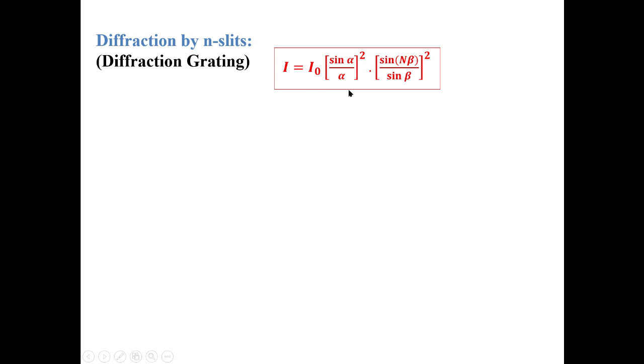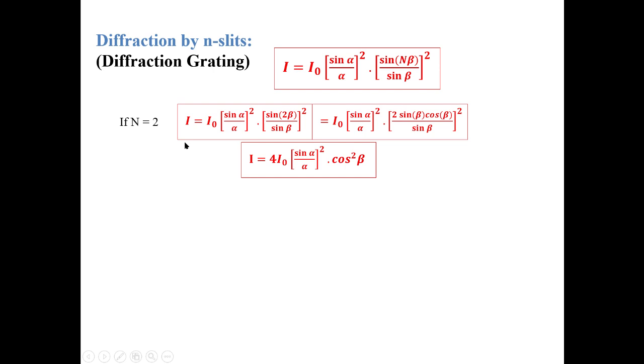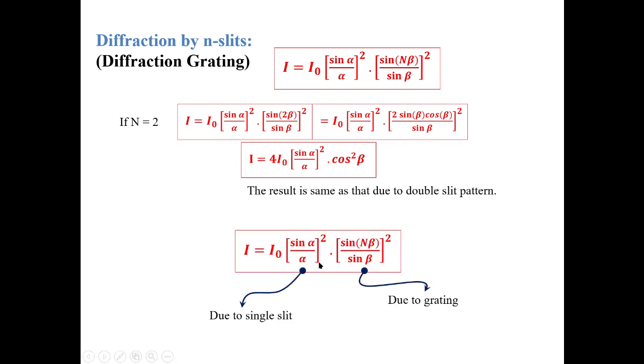slit arrangement also. For this, we will have to put the value of capital N equal to 2. So if we put it, this expression reduces to I equal to 4 I naught sin squared alpha upon alpha squared multiplied by cos squared beta, which is indeed the expression for double slit pattern. In this expression, the first term, sin squared alpha upon alpha squared, is due to single slit diffraction, whereas the second term is due to grating.